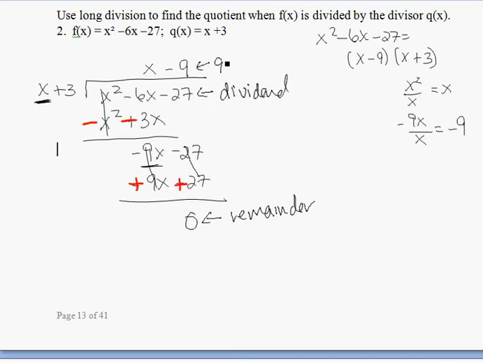Here's our quotient. And lastly, this is our divisor. And notice that we said that x minus 6 times x plus 3 is equal to our dividend, x squared minus 6x minus 27. Well, if I take this and multiply it by this, I should get this because I have a remainder of 0. Well, that shows that x plus 3 indeed is a factor of this quadratic here, x squared minus 6x minus 27. Okay, let's look at another example.